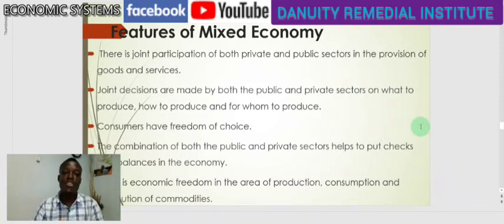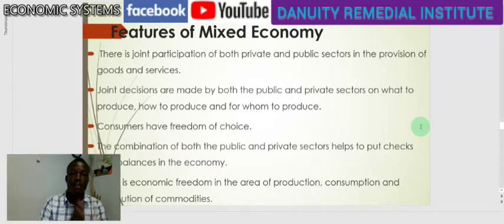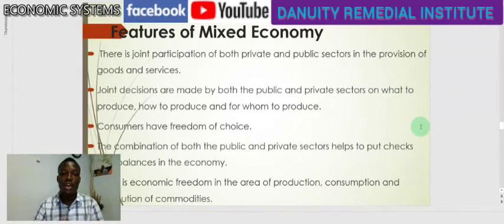There is a joint participation of both private and public sector in the provision of goods and services. So when there is a provision or production of goods and services, it is done by both the private and then the public sector. So you see the private sector producing goods and then the public sector also producing goods. There is an opportunity for both. So in Ghana here, we have private schools, we have public schools. Both of these institutions are doing the same thing.